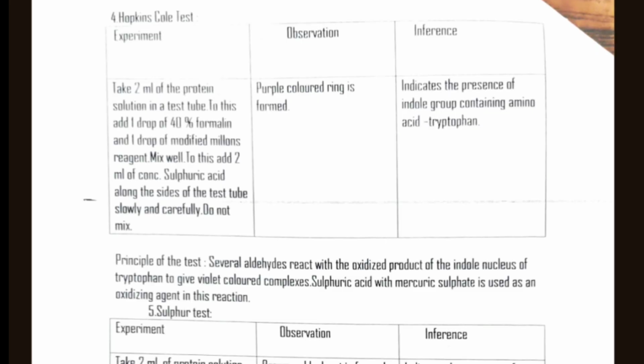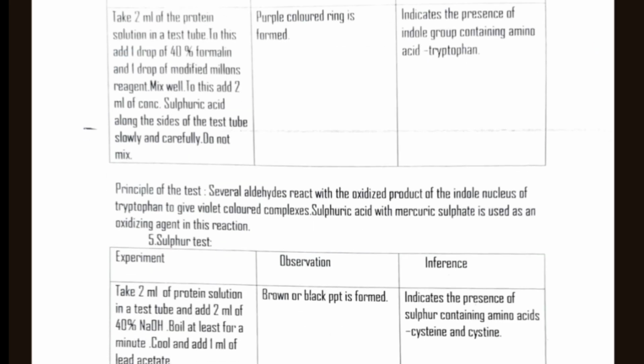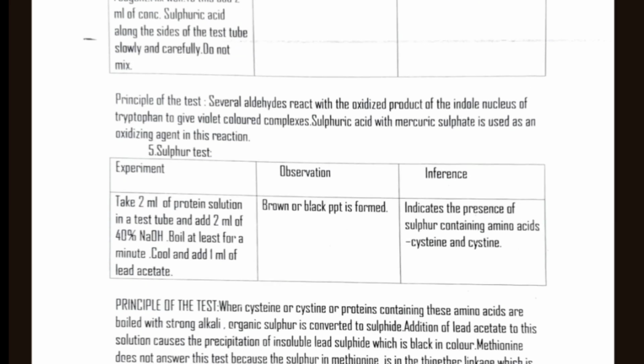Principle of this test: several aldehydes react with the oxidized product of the indole nucleus of tryptophan to give a violet color complex. Sulfuric acid with mercuric sulfate is used as an oxidizing agent in this reaction.